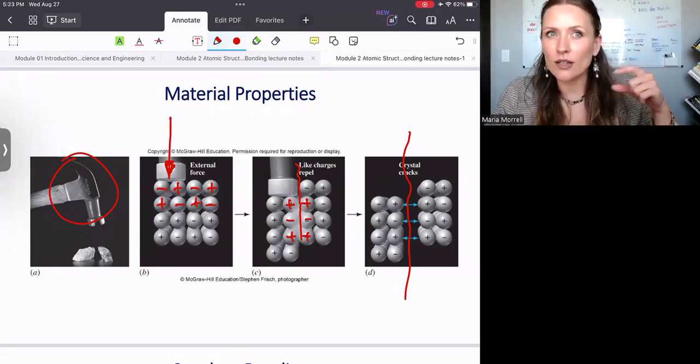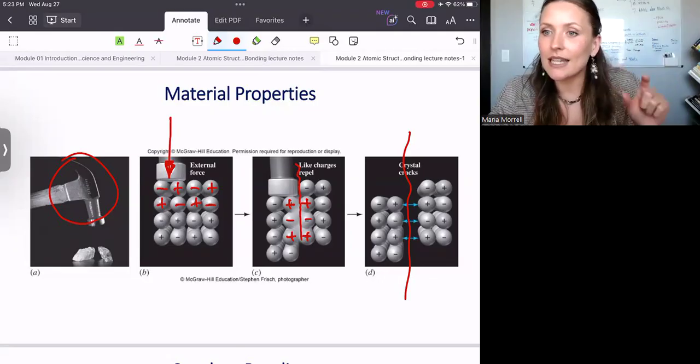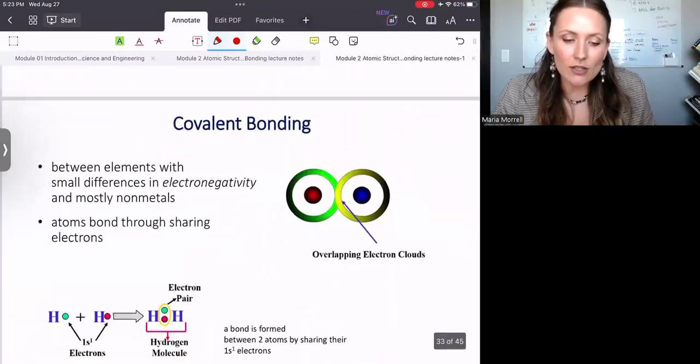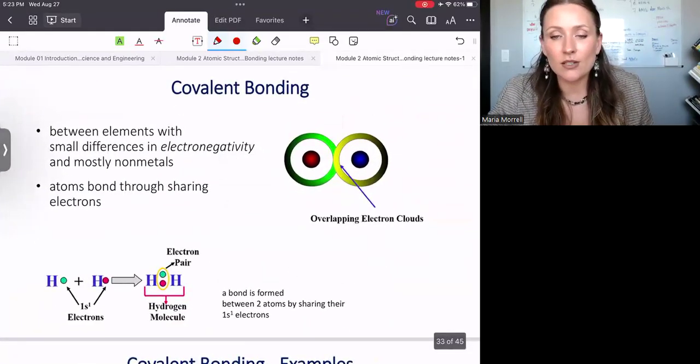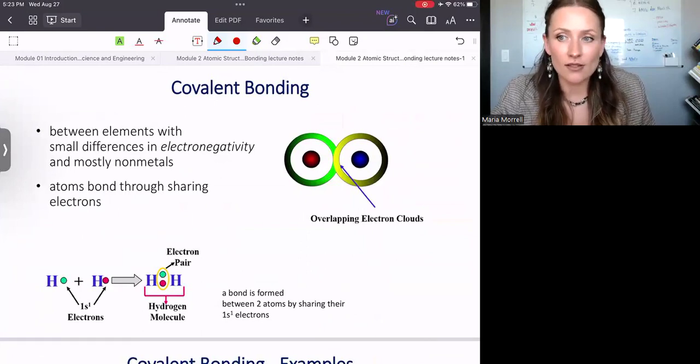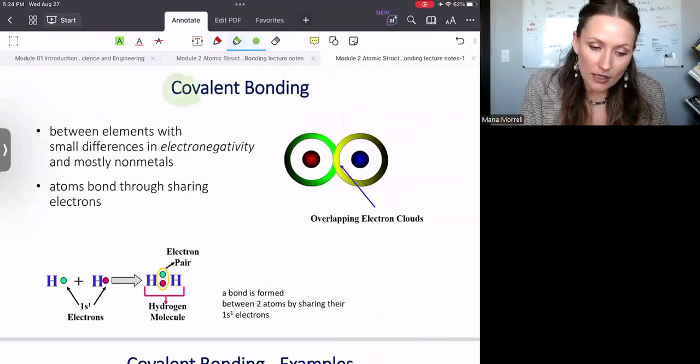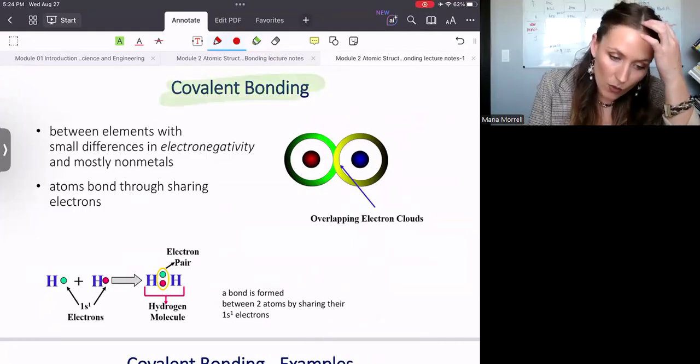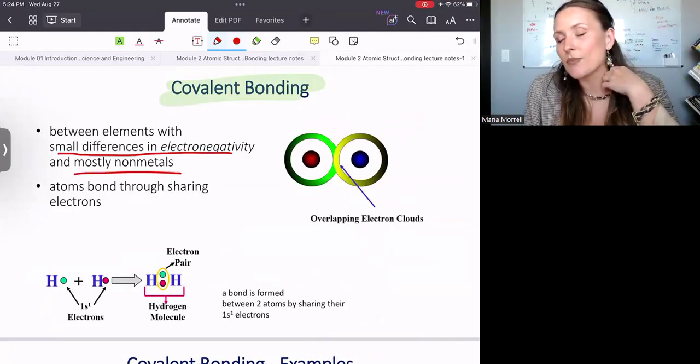I do want you to start thinking deeper about all of these concepts and connect all of these concepts together. Now let's go to the covalent bonding. Covalent bonding is one of the easiest, and I'm going to go very fast through these slides, but still at a pace that allows you to consume the information with comfort, right? Covalent bonding exists between elements with small differences in electronegativity and mostly nonmetals.